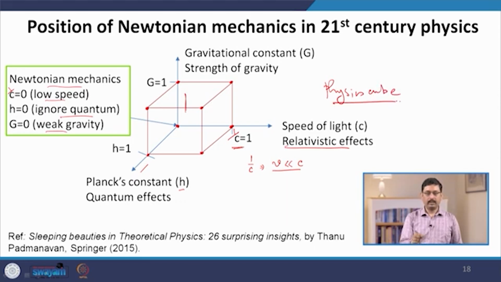This cube covers all of physics, and the kind of problems that we are going to study in this course will be those where we are sitting at the origin, which means we ignore the relativistic correction, ignore the quantum nature of matter and radiation, and describe the gravitational force by Newton's law of gravitation.